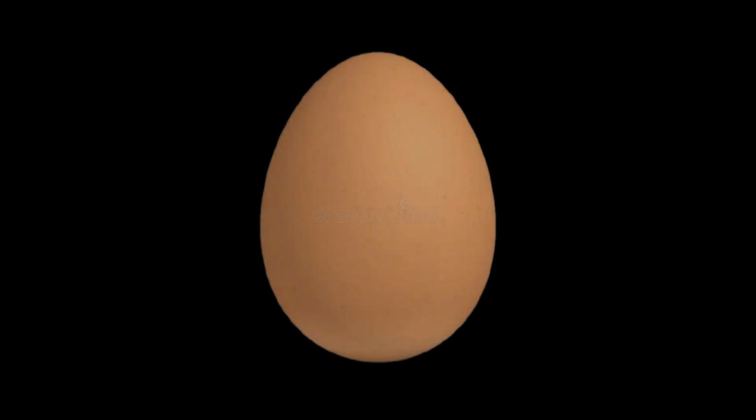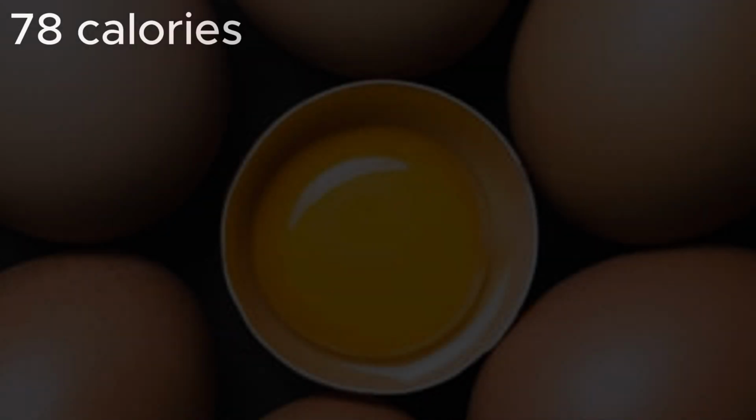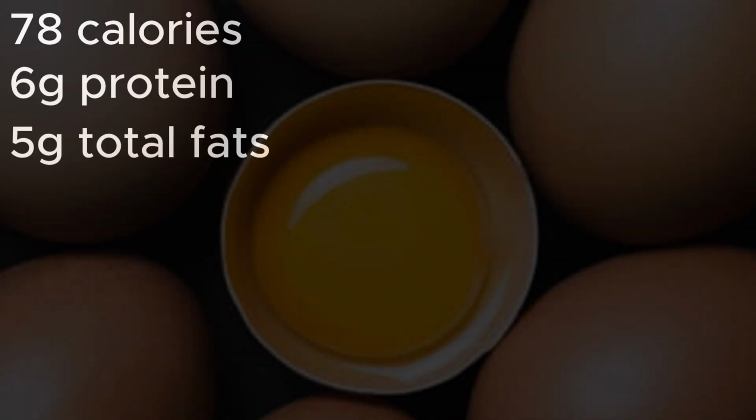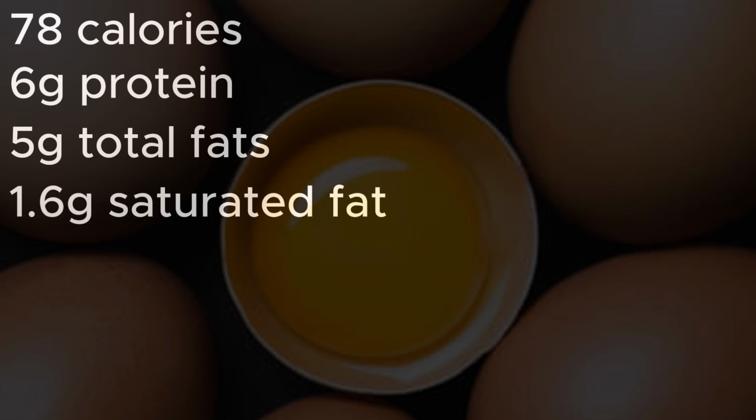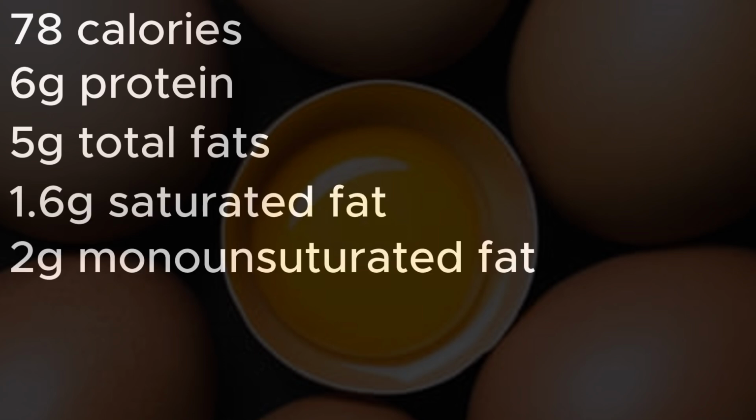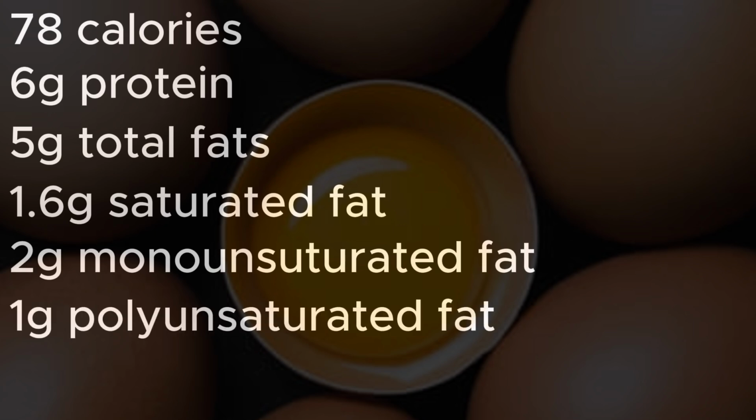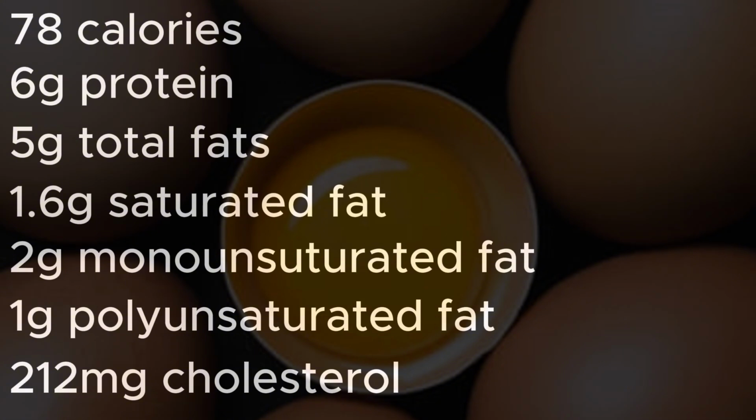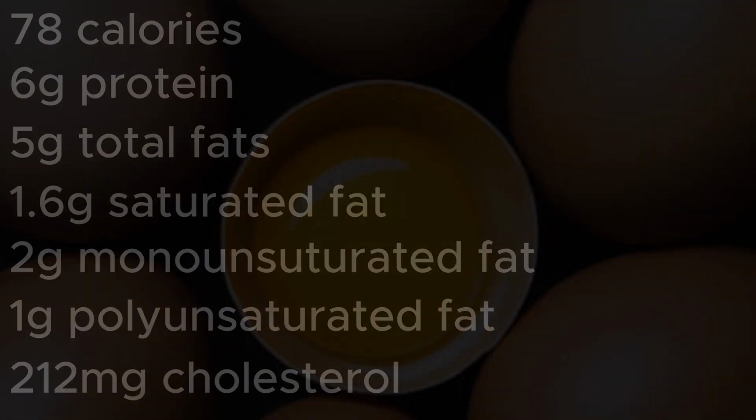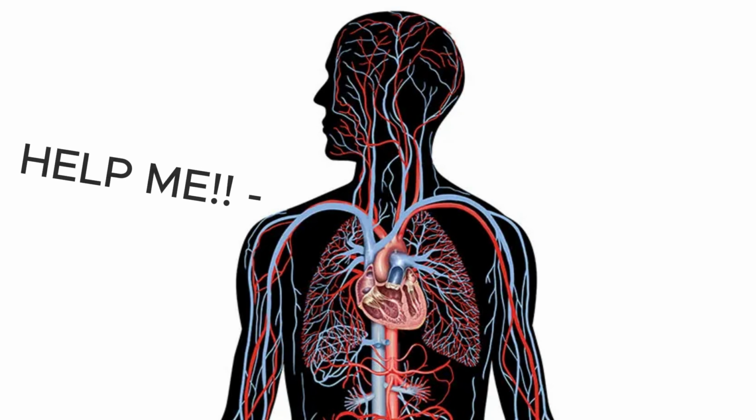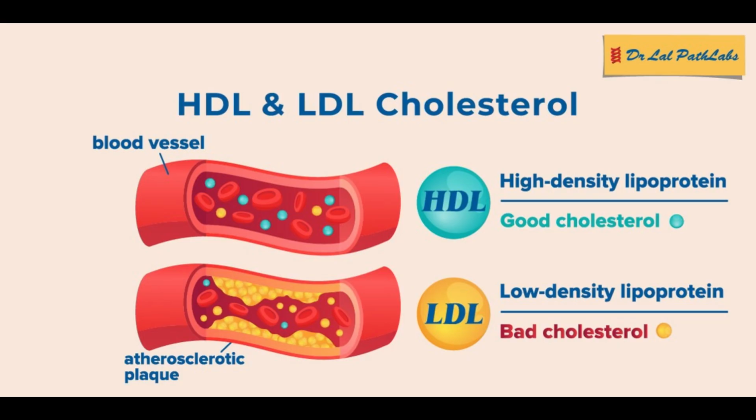Alright, and now I'll do a rundown of nutrition. 1 large boiled egg contains 78 calories, 6 grams of protein, 5 grams of total fats, 1.6 grams of saturated fat, 2 grams of monounsaturated fat, I think that's how you pronounce that. Polyunsaturated fat is 1 gram, and 212 milligrams of cholesterol. Yes, the eggs have a lot of cholesterol. Most of it is, quote, good cholesterol, but it's still good to keep them in moderation.